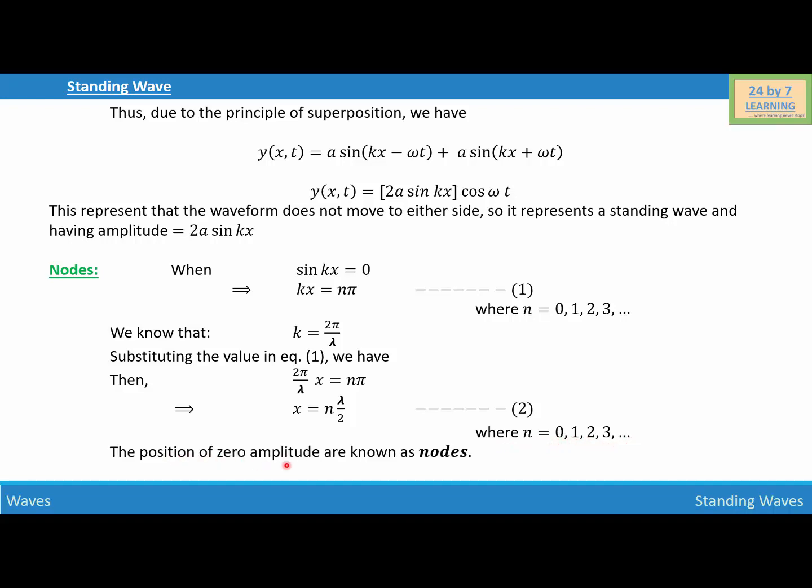The positions of zero amplitude are known as nodes. So basically, when the wave particles do not leave their position, then that position is known as a node.